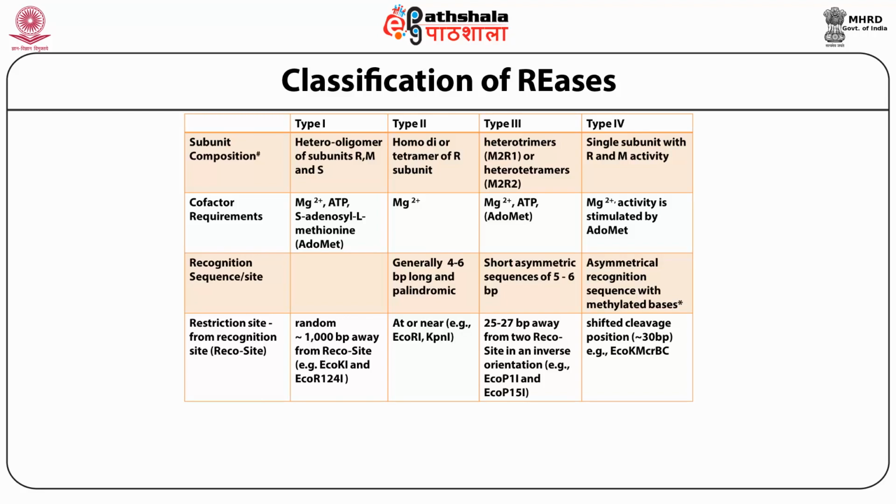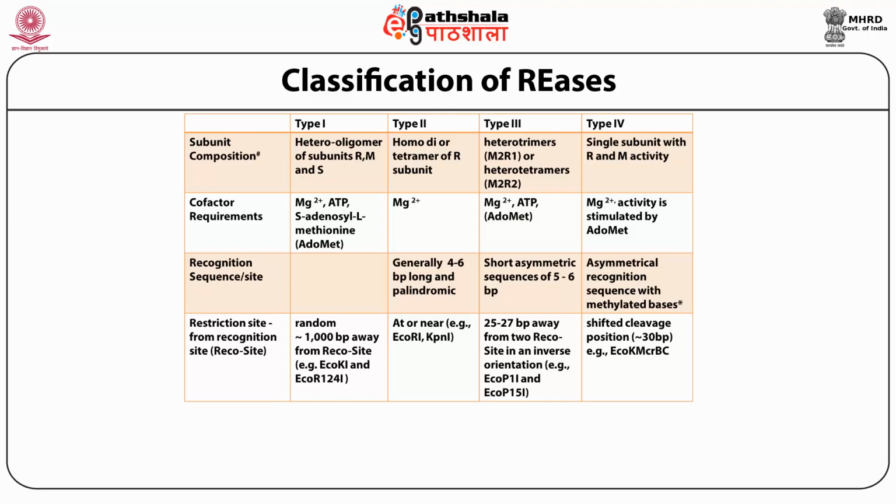They also all differ based upon their cofactor requirements. For example, type 1 requires magnesium ions, ATP, as well as S-adenosyl L-methionine or AdoMet, while type 2 just requires magnesium ion for its activity. Type 3 again requires magnesium ion plus ATP, and type 4 requires magnesium ion for activity, but its activity is stimulated by the presence of AdoMet.